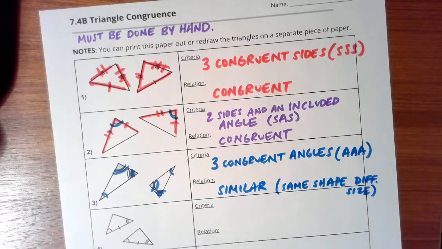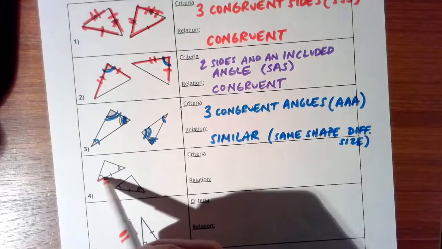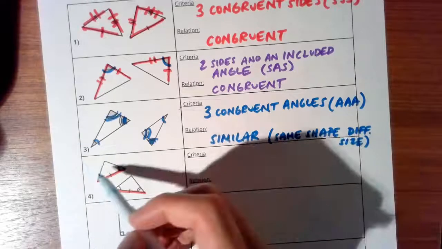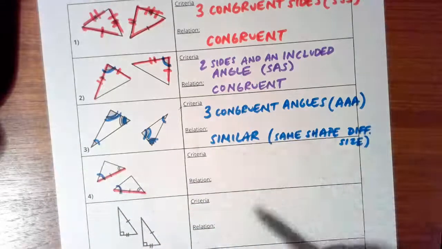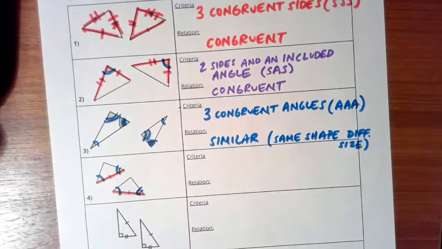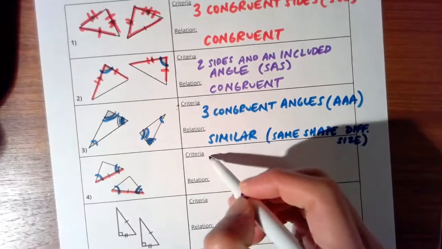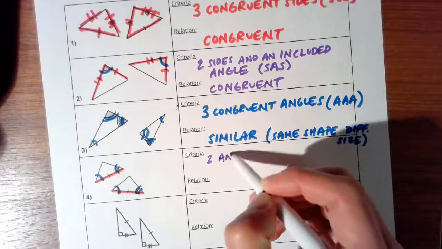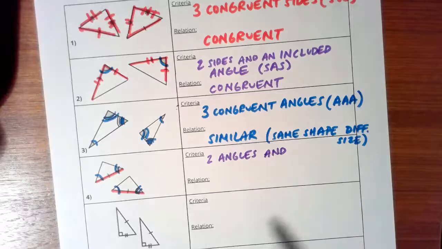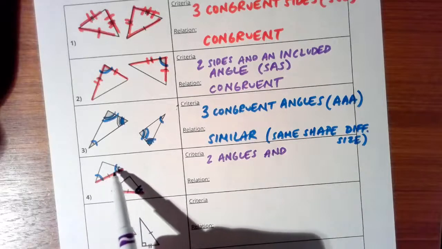Let's look at the next pair. We have one set of sides that are congruent, and then this angle is congruent to this one, and this angle is congruent to this one. So we have 2 angles that are congruent, and one side, and the side that we have is in between the 2 angles. It's touching both of those congruent angles.